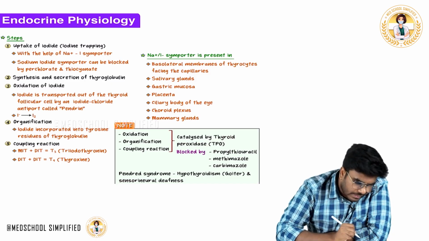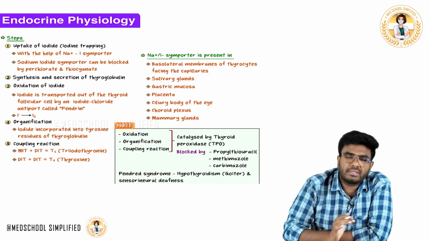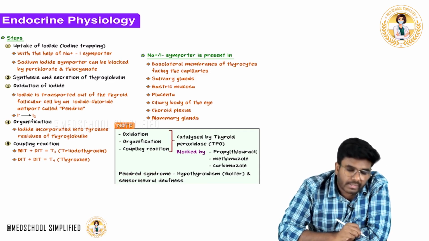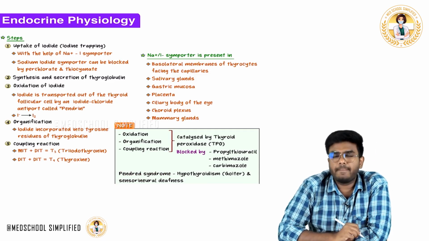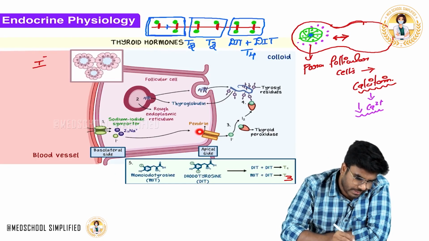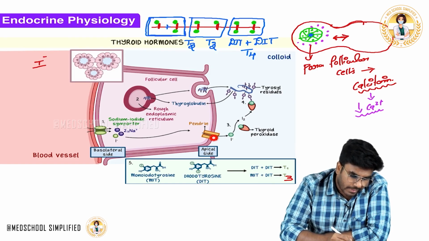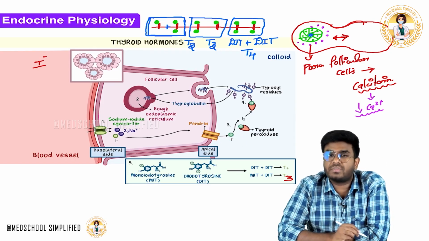Now, after that, let's discuss a syndrome called Pendred syndrome. What is this Pendred syndrome? A little ENT link. This is an ENT link as well as a patho link. Pendred syndrome is a condition where the pendrin transporter is mutated. If this is mutated, what happens? The iodide ions are not going to enter into the colloid, which means no production of T3, T4.